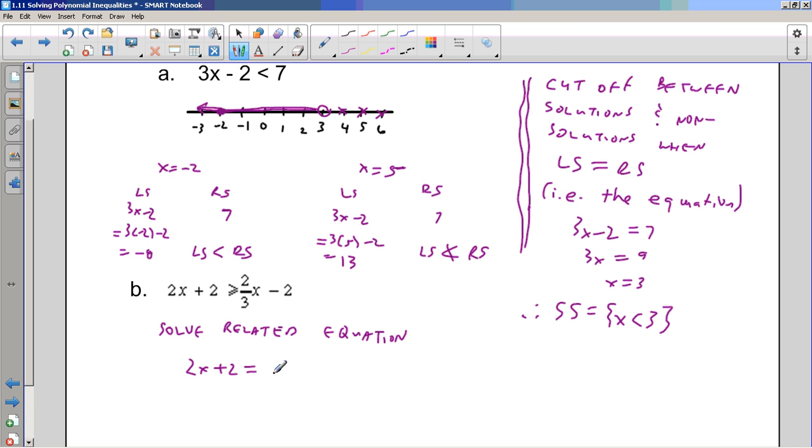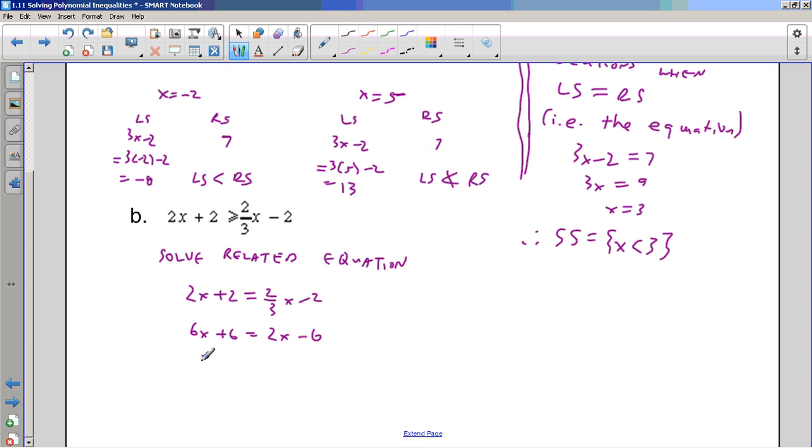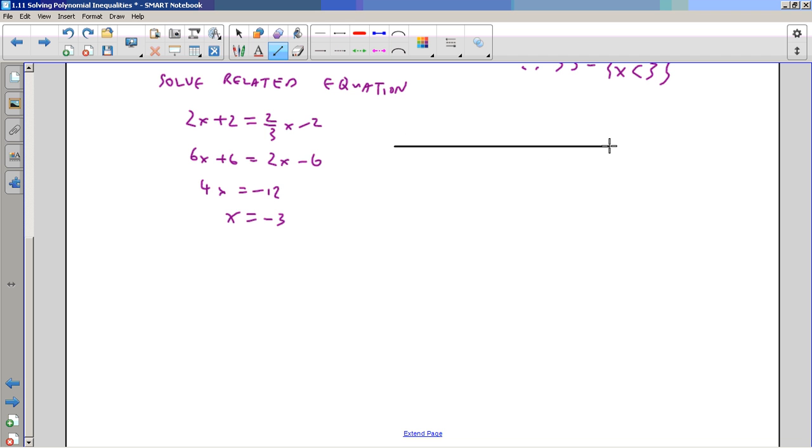What's the related equation? Equal to, and I'm going to solve it the exact same way, kill the fractions. Say, well, hang on, isn't this just exactly what you did up there? Well, a little bit, except for if I'm solving the related equation, I don't have to worry about changing the signs, right? So I get the cutoff is -3. So now what do I do? I draw my number line, and I know that the cutoff between solutions and non-solutions is at -3.